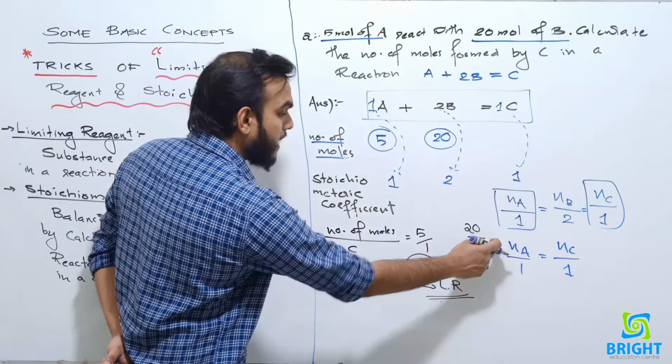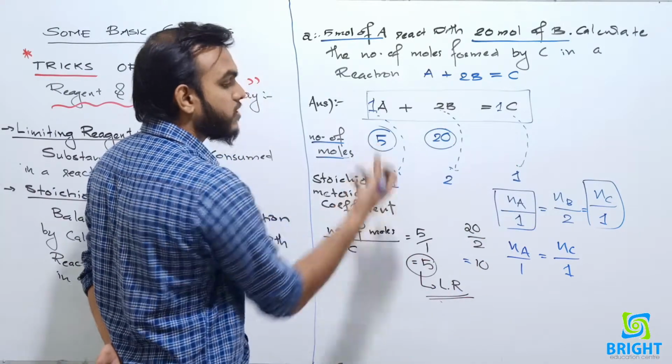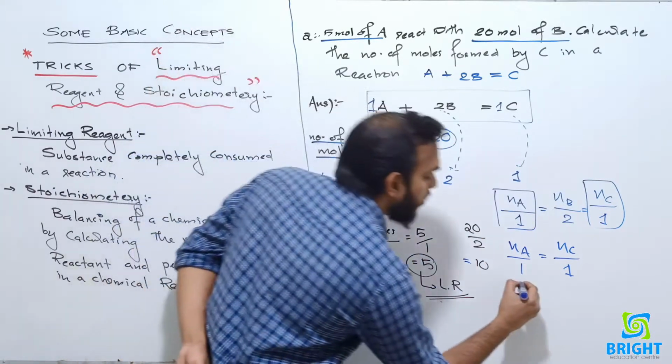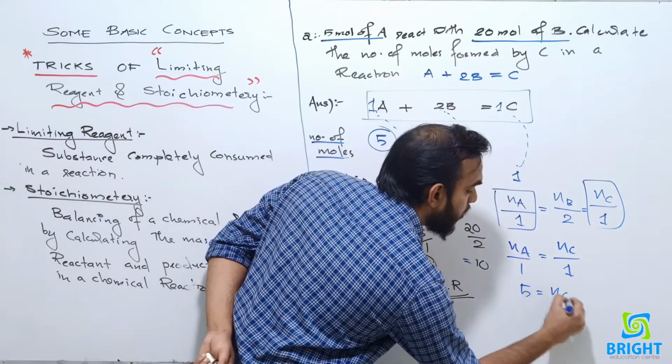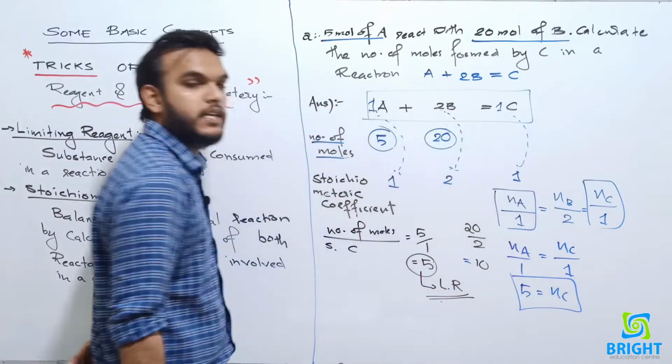The number of moles of A given in this question is 5. Therefore 5 equals Nc. Therefore we will get the number of moles of C equal to 5.